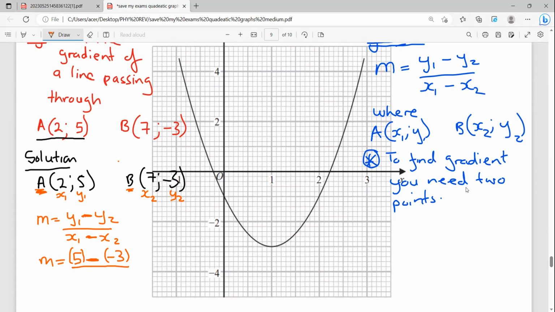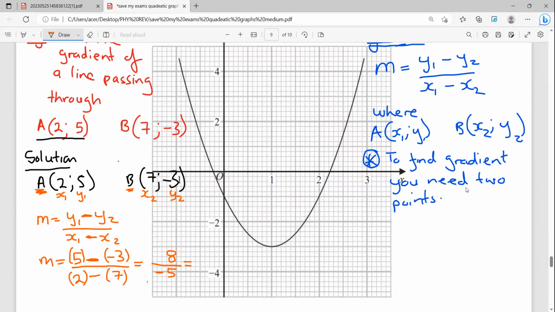And then what is x1? 2. Okay, good. And minus, I'm going to do this practice of putting it in brackets for clarity. And then what is x2? 7. Okay, good. So now we just need to punch this in our calculator. If you're using a natural display calculator, it makes it easier. I don't have a calculator with me, so I'm going to evaluate the numerator and the denominator. If you punch in 5 minus minus 3, you're going to get 8. Divided by 2 minus 7, you're going to get minus what? Minus 5. So this will be your gradient.